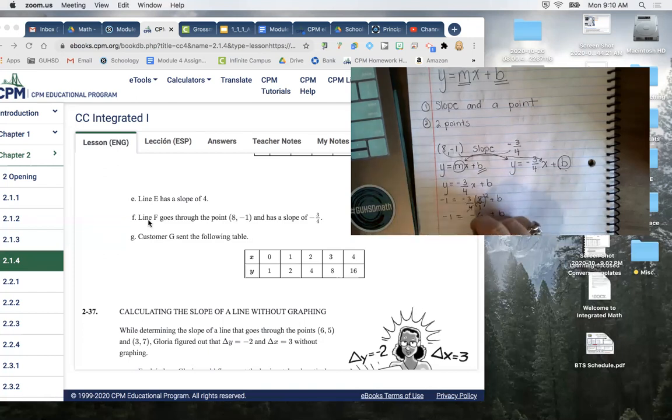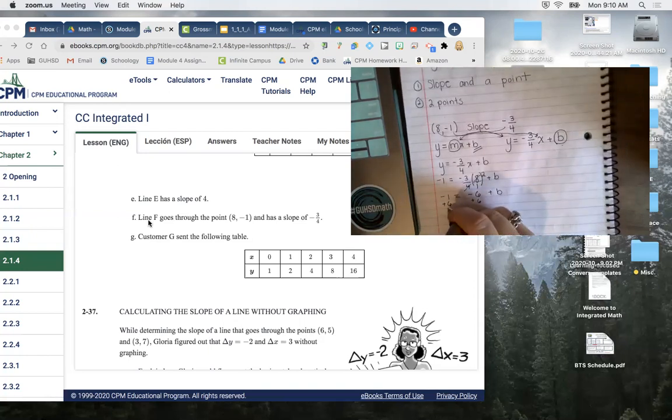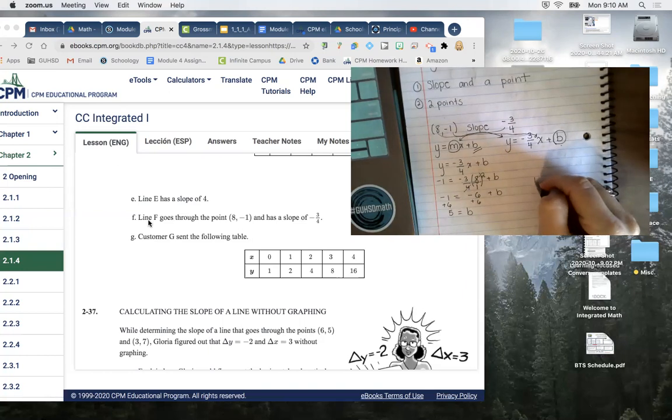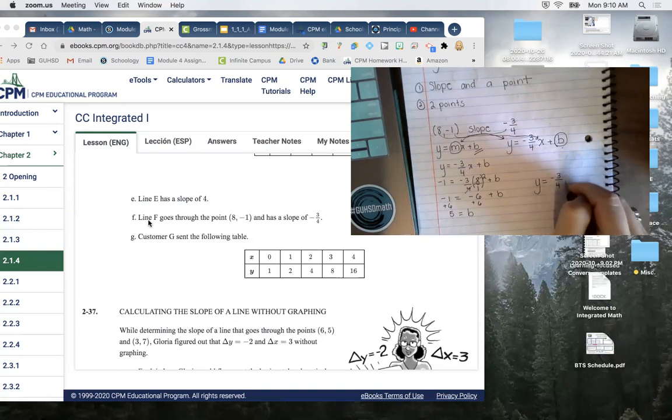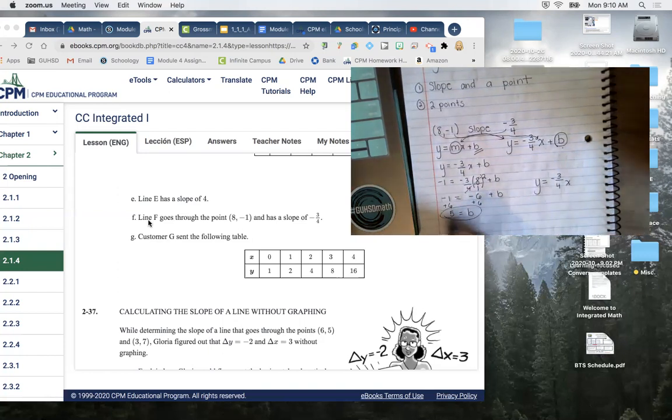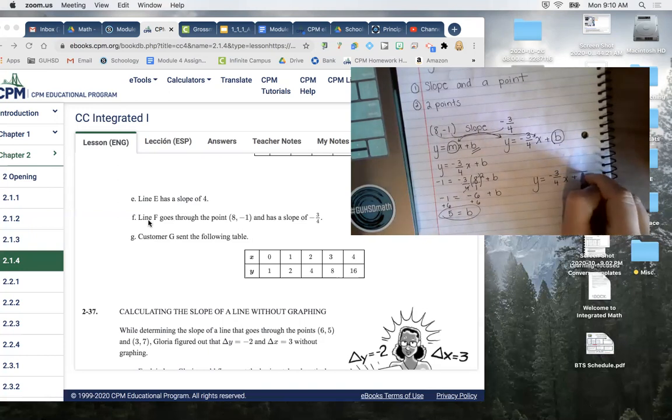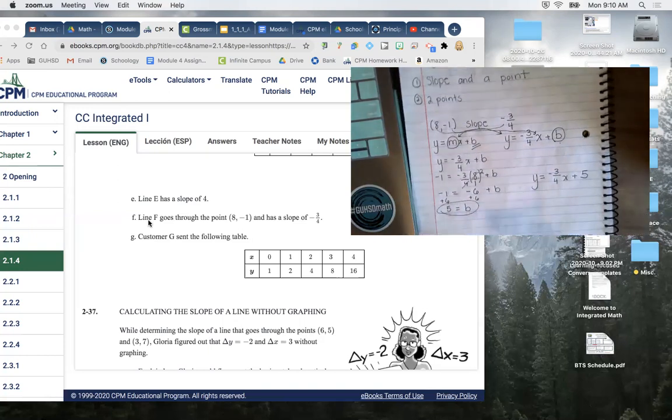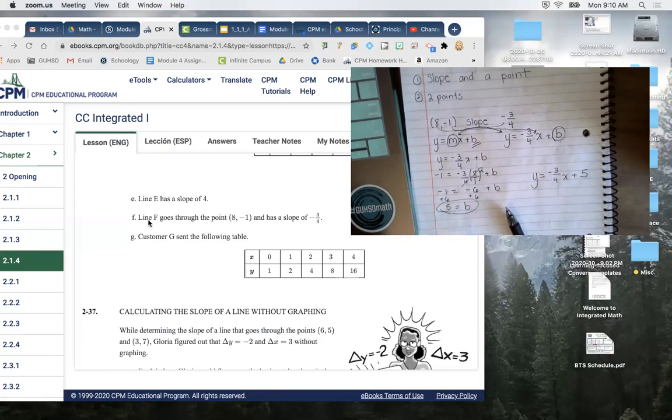Okay, so now I'm going to add 6 to the other side, and I end up with positive 6 minus 1 is 5 is equal to b. That means that my equation is y equals my slope I already had, -3/4 x, and now I have my b, plus 5. I'm going to double check that to make sure that that's the right equation.